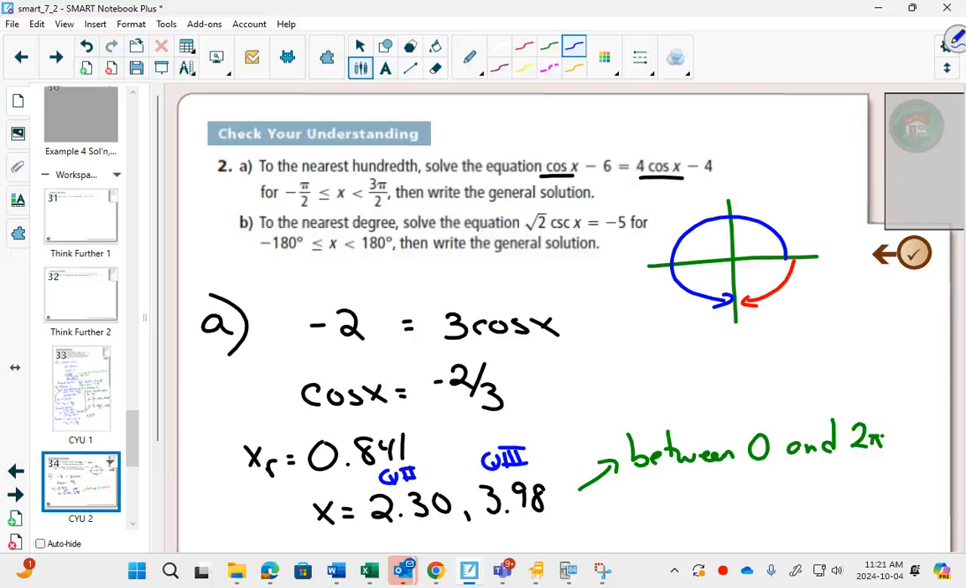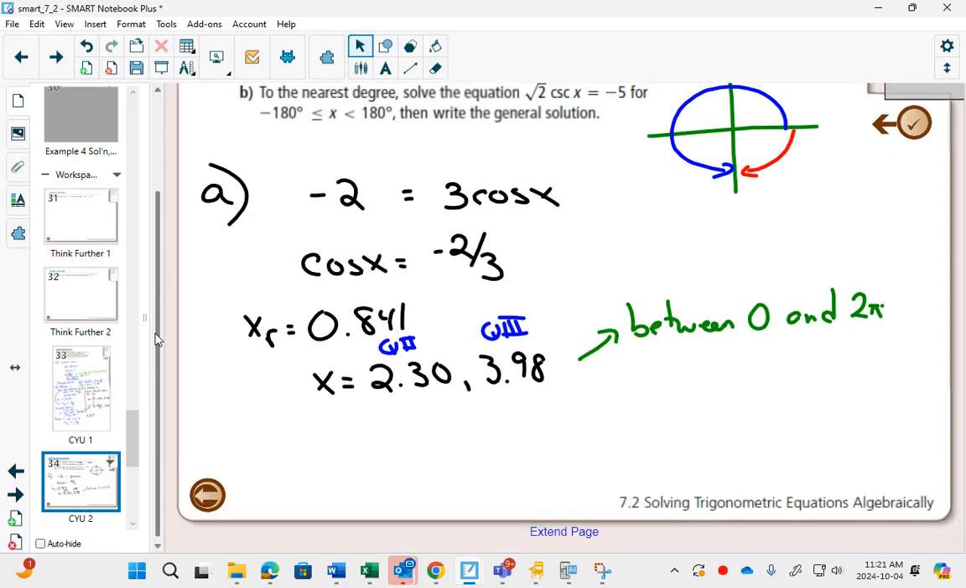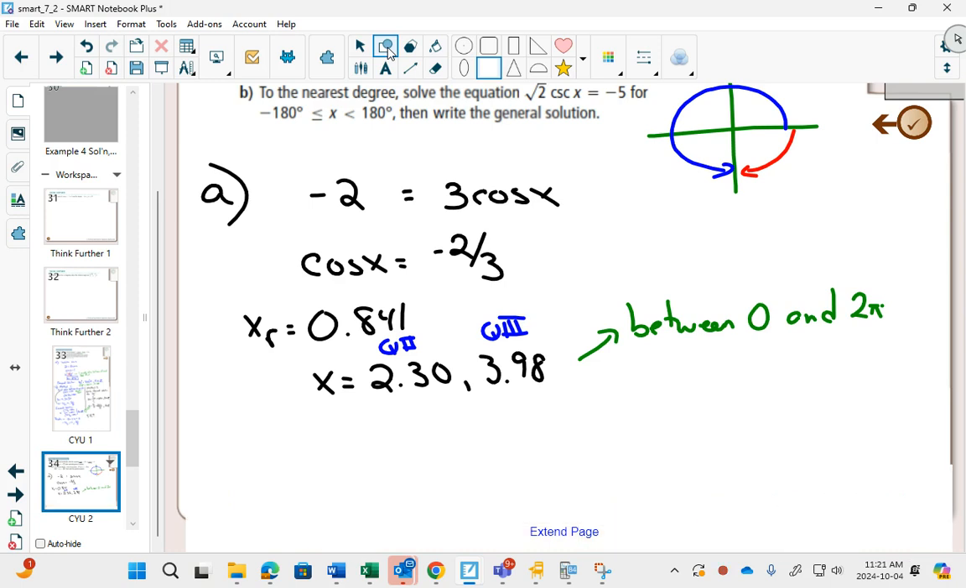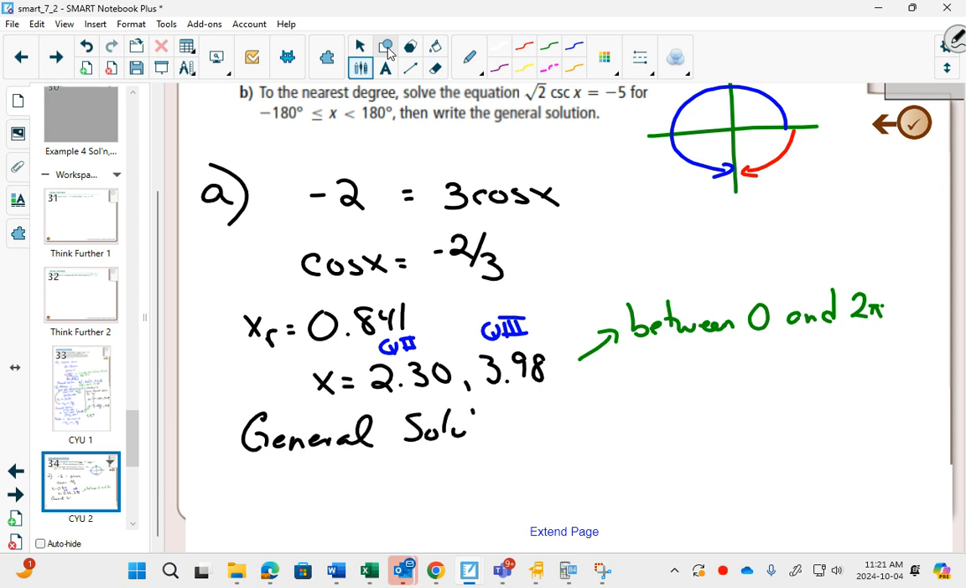I solved first between 0 and 2 pi. Then what was the domain they were asking for? Do I have to change any of them? Sometimes you'll have to X one out and write a coterminal angle instead. Now you have your answers between 0 and 2 pi. Then we can write the general solution. Take both of your answers, add 2k pi.